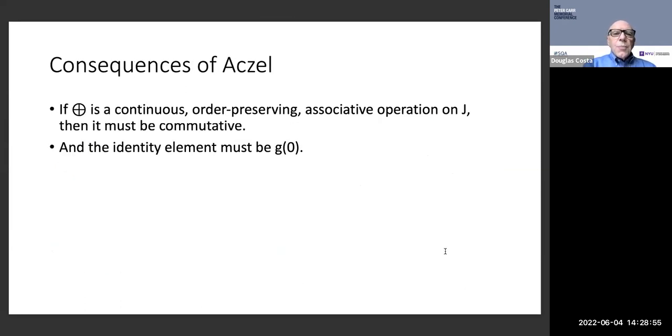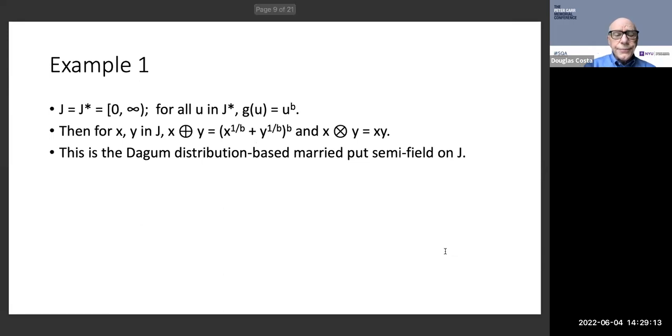Okay, so just a reminder, one of the consequences is that if you have a continuous order preserving associative operation, then it must be defined by a generator. And because it's defined by a generator, it must be commutative. And the identity element must be the image of 0 under g. So the first example was discussed yesterday. In this example of a generator, we choose the generator to be the b-th power function. Then the pseudo sum is just the one that you get from the Dagum distribution. The pseudo product is ordinary multiplication, and this is the Dagum distribution-based married put semi-field.